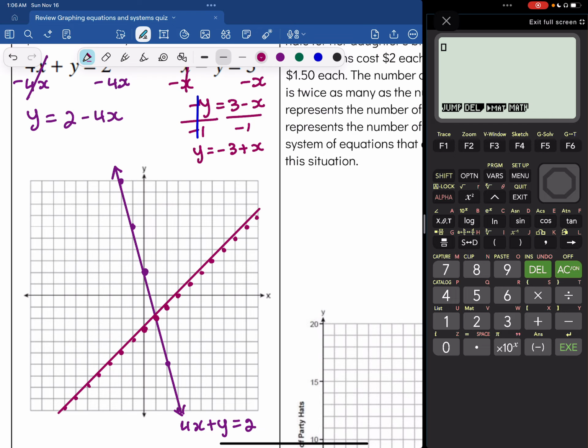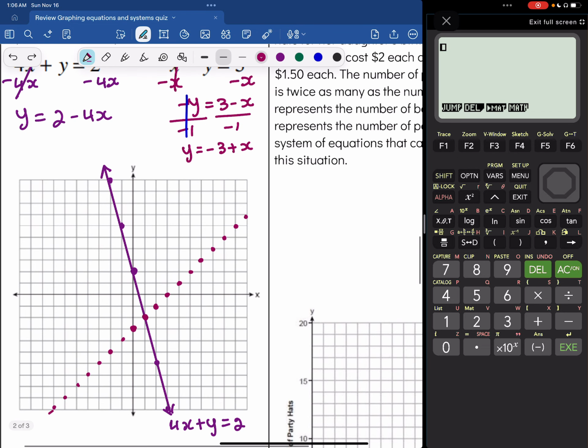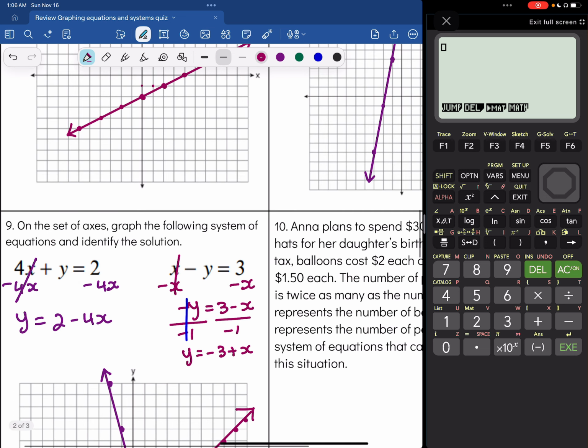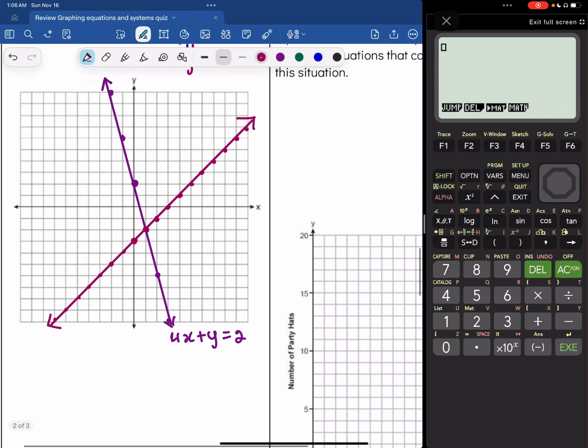What a horrible line. Okay, it will have to do. And then attach arrows on the end of the line. It has infinite solutions. And I think lastly, we are asked to identify the solution.